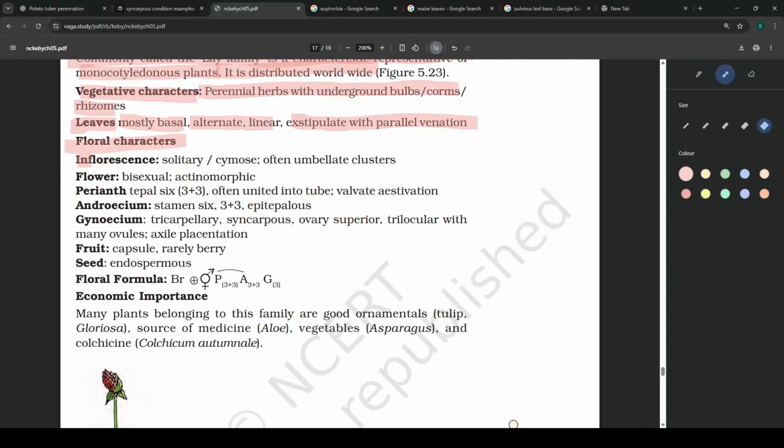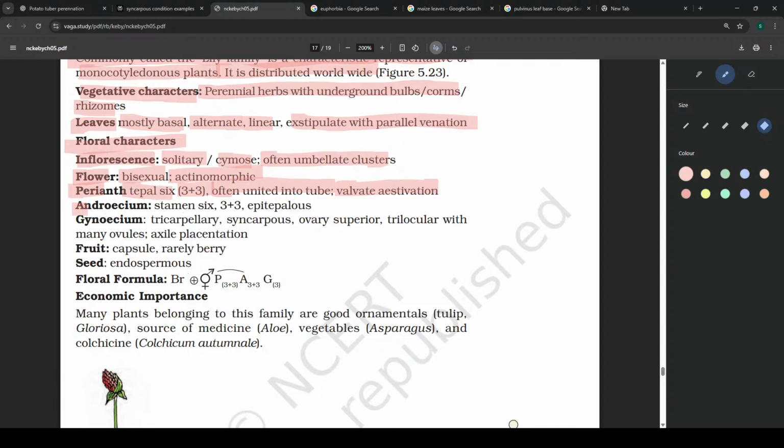Floral characters. Inflorescence is solitary or cymose, often umbellate clusters. The flower is bisexual, actinomorphic. Perianth, tepals 6, 3 plus 3, as I said before. Perianth that's not differentiated into sepals and petals is called tepals. There are 6 tepals, 3 plus 3 arrangement, often united into a tube.